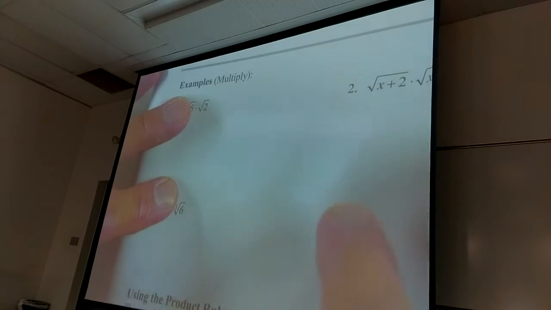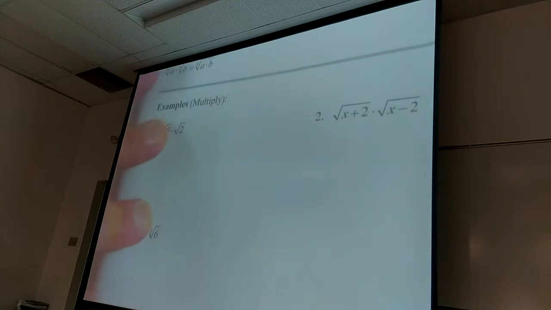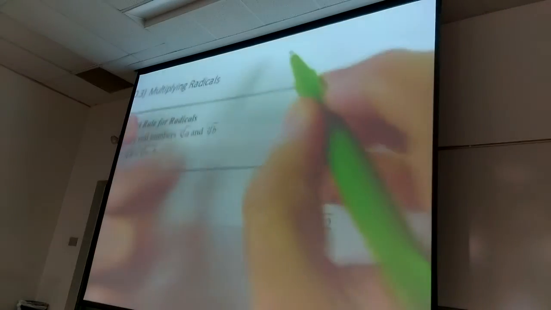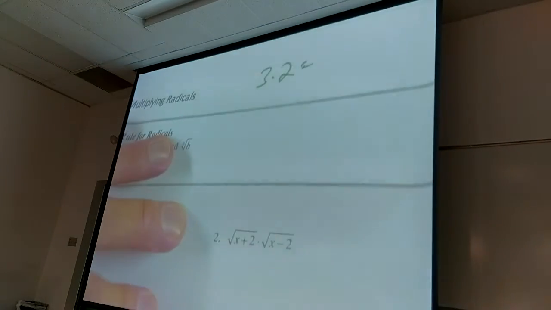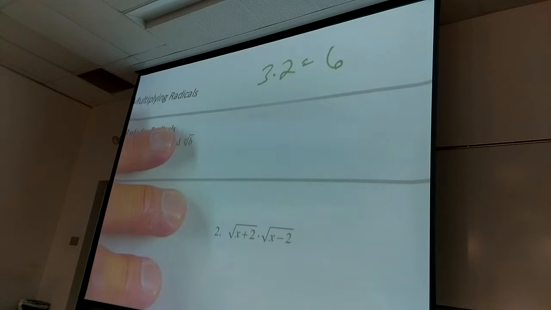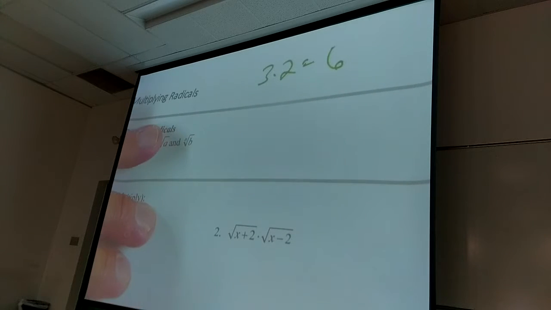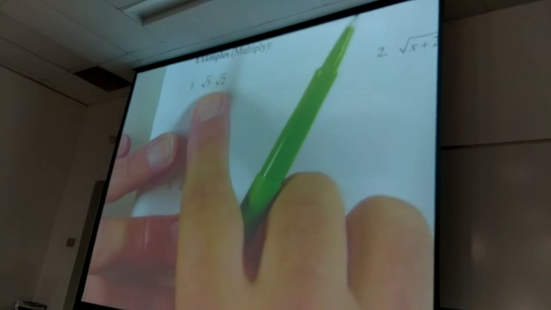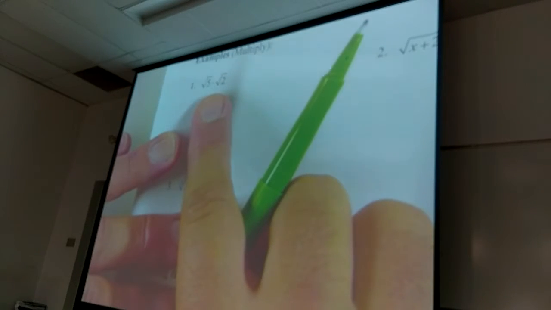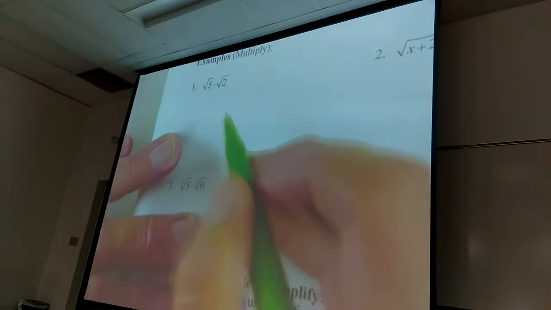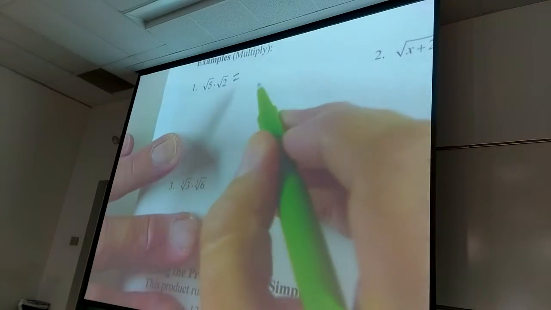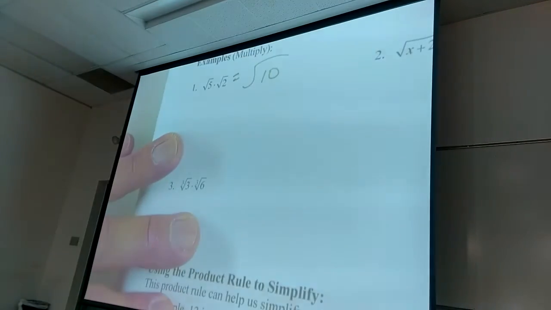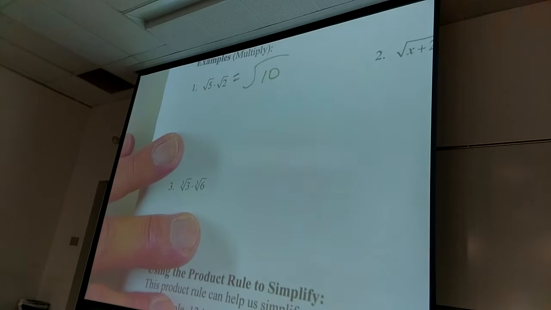Now, to be honest, you know how to do this. You've been doing this your whole life. Not your whole life. Help me out. What is 3 times 2? Why were you able to multiply them together? Because they have the same root. Namely, they don't have a root. You can only multiply 2 numbers together if they have the same root on them. So can you multiply these together? Because they're both under a square root. So the square root of 5 times the square root of 2 is square root of 10. Because 5 times 2 is 10.